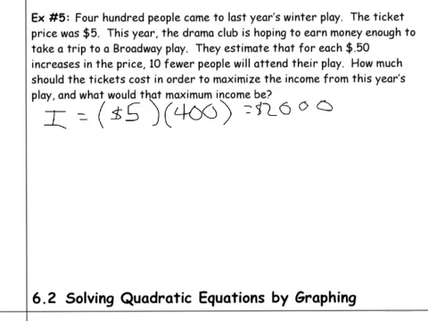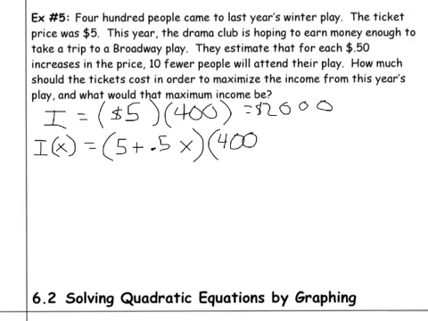Okay. So this year, what do they want to do? They want to make some changes. So let's let the x represent the change. What they're going to do is take that $5 price and raise it 50 cents, or 0.5. And every time they raise it 0.5, so 0.5 times x, so x could be 1, it could be 2, it could be 3. They estimate that fewer people are going to show up. So instead of 400 people, they're going to have 400 minus 10x. So this makes sense here. We have the price of the ticket and the number of people.